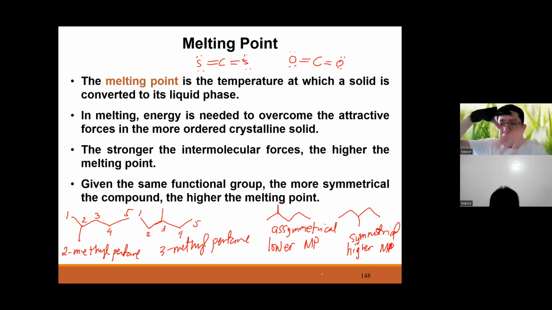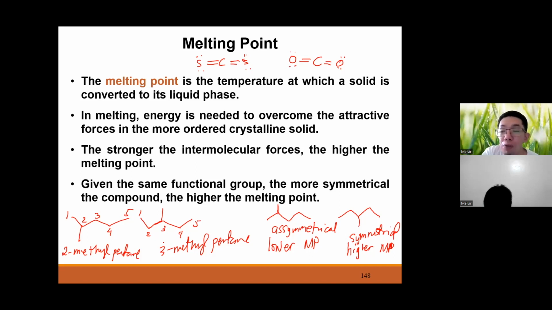When they stack, imagine, when 2-methylpentane stacks, their stacking is not good because it is not symmetrical, or when crystallizing, rather. Upon crystallization, asymmetric organic compounds will have a harder time forming a crystal lattice because they are asymmetric. But when your organic compounds are symmetric, Josh, they can easily form crystal lattices.